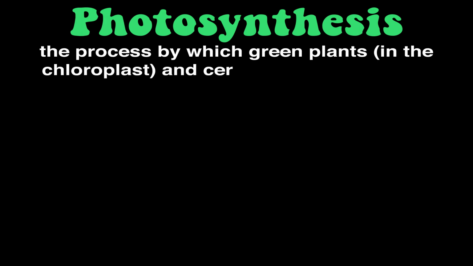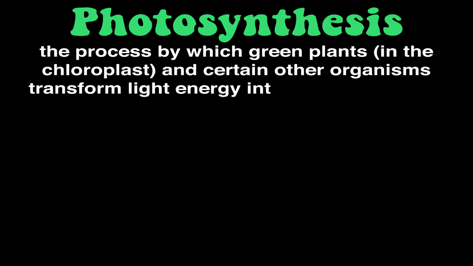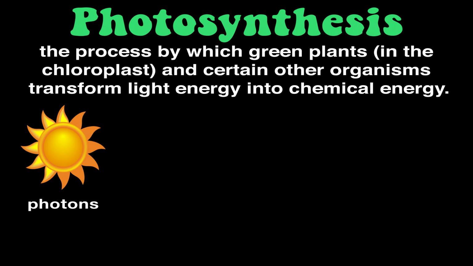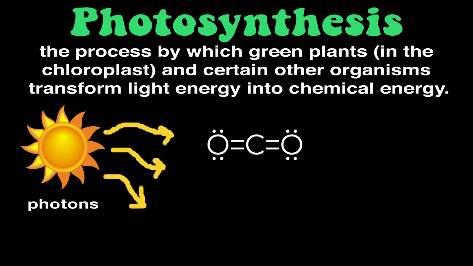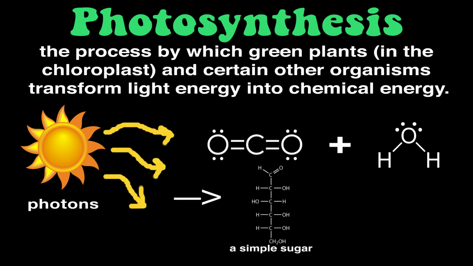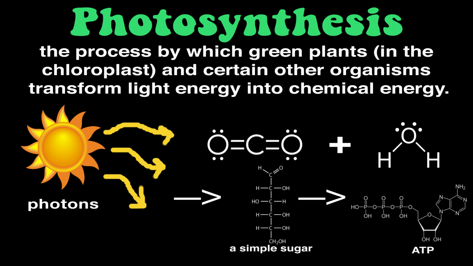Photosynthesis is the process by which green plants and certain other organisms transform light energy into chemical energy. During photosynthesis, energy from the sun can be used to convert carbon dioxide and water into glucose, which then can be used to produce energy in the form of ATP.